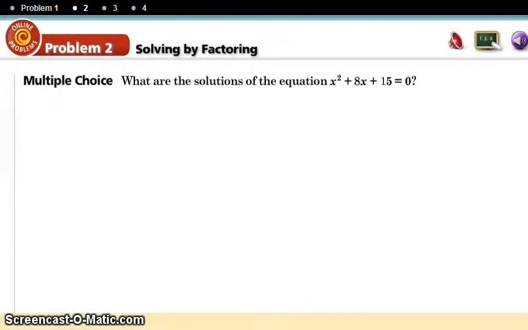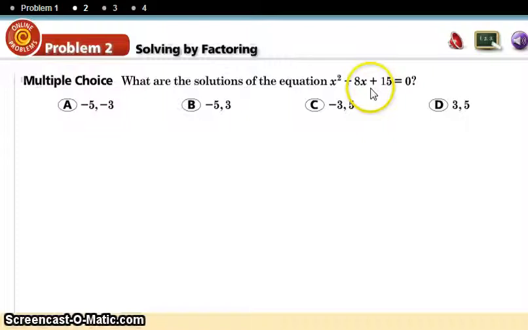In this problem, you will solve an equation by factoring. What are the solutions of the equation x squared plus 8 times x plus 15 equals 0? Your choices are A, -5 and -3, B, -5 and 3, C, -3 and 5, and D, 3 and 5. Now notice the big difference in this one and the last problem is that this one's not factored yet. The last problem was already broken into the two binomials. We have to actually factor this first before we can ever start solving our equation.